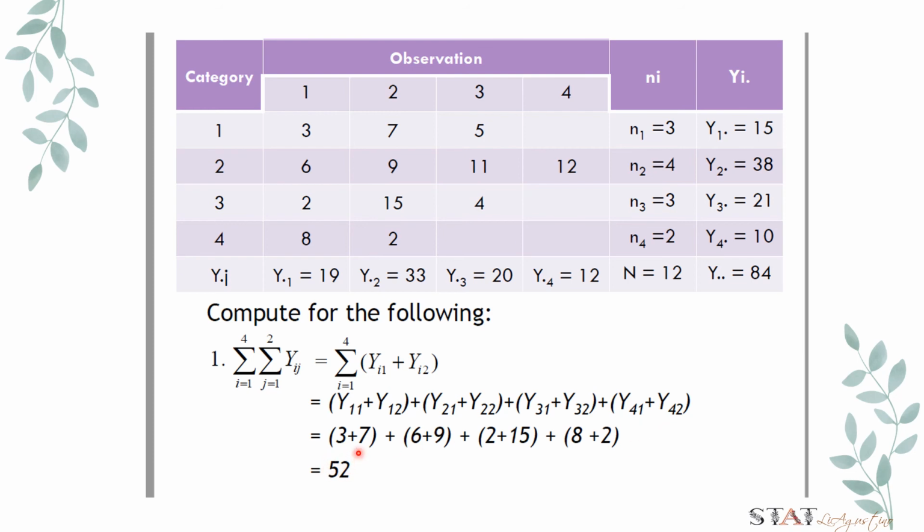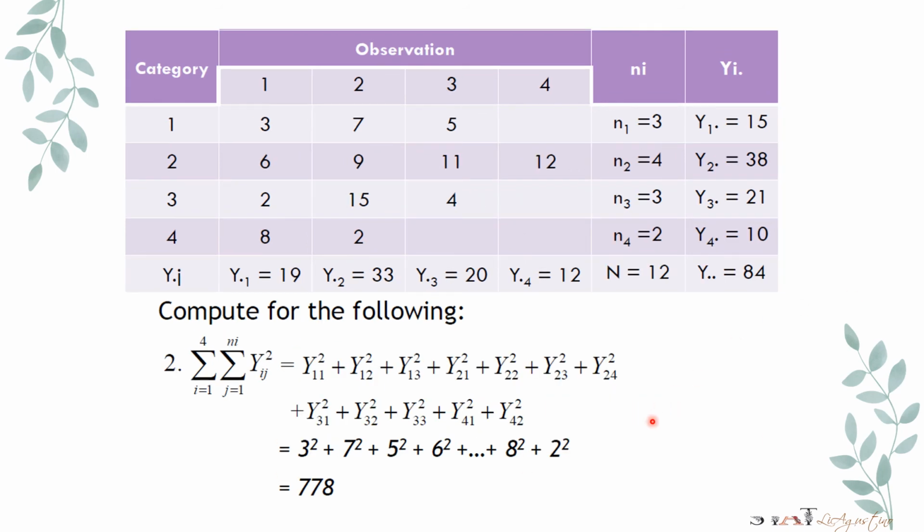So we can see it here. As expressed in this term, take note that we only have 1 and 2 in this column. So here would be 3 plus 7, and then 6 plus 7, and then 2 plus 15, and then 8 plus 2, which is equal to 52.